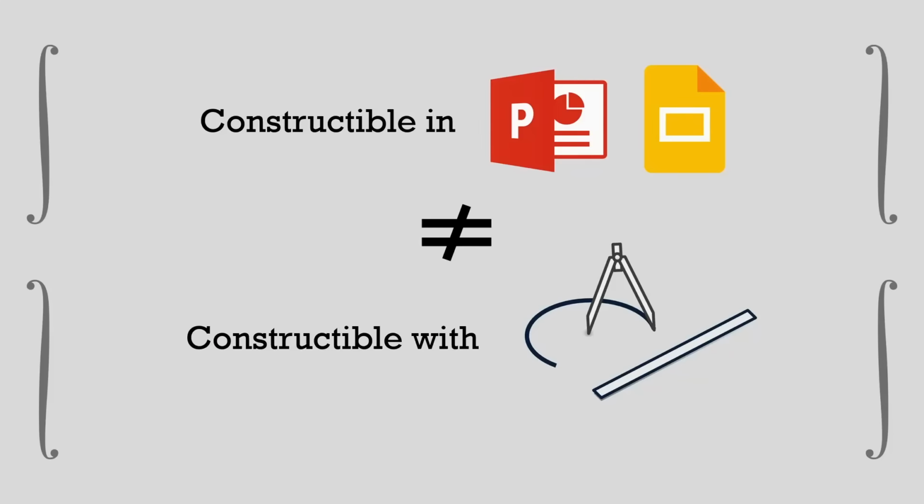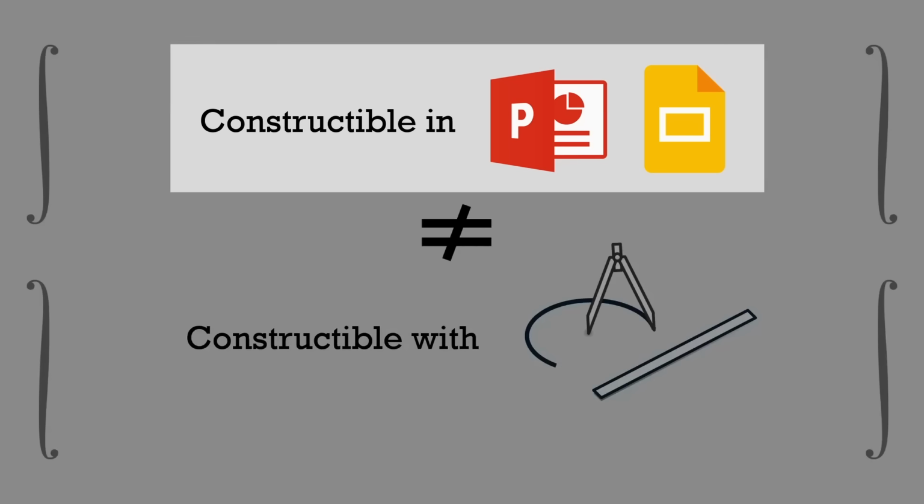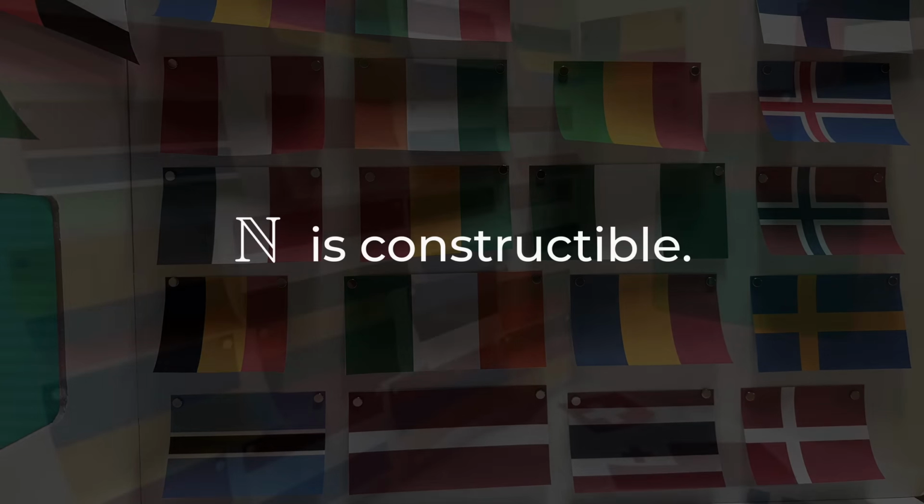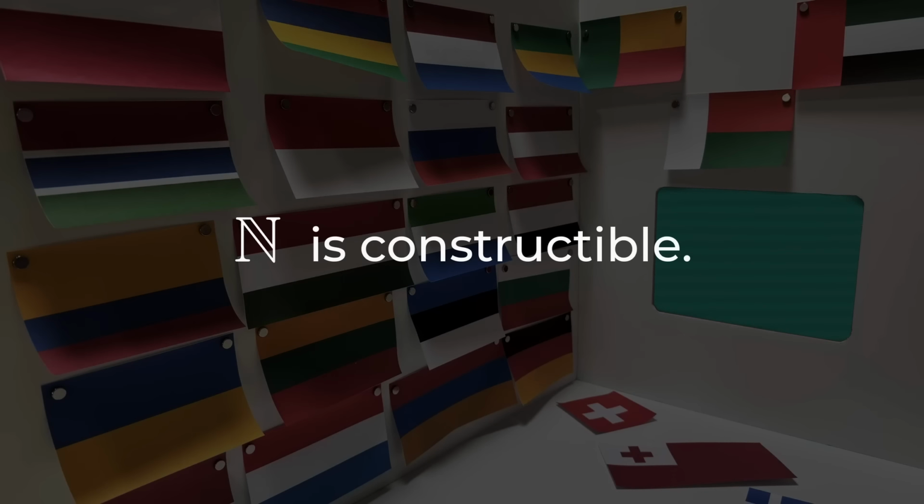However, the numbers that are constructible in PowerPoint are different from the numbers that are constructible with a straight edge and a compass. In this video, whenever we say constructible, we mean constructible in PowerPoint. So to be clear, in this chapter we prove that all natural numbers are constructible. That's cool, but the challenge is only going to get harder from here.